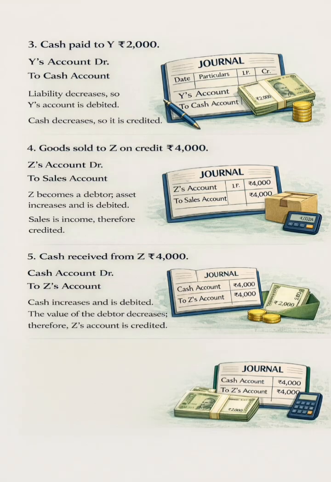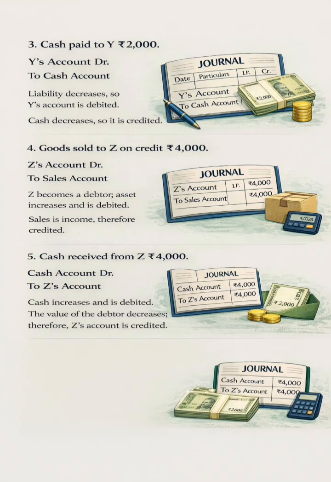Goods sold to Z on credit, 4,000 rupees. Z's account debit, to sales account. Z becomes a debtor, asset increases and is debited. Sales is income and therefore credited.